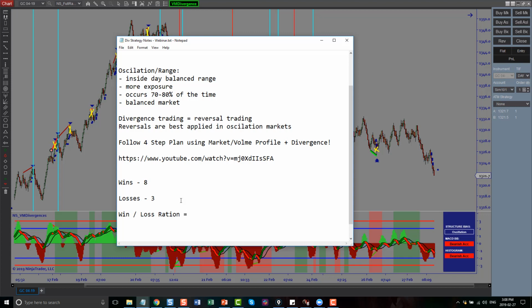Win-loss ratio. Grab that. 3 divided by 8, 3750, so we're going to look at minus 10. So we're going to take 8 divided by 3, you're looking at 3 into 8 is 37 times 100, so you're looking at 37% loss minus 100, so a 62.5 win rate.